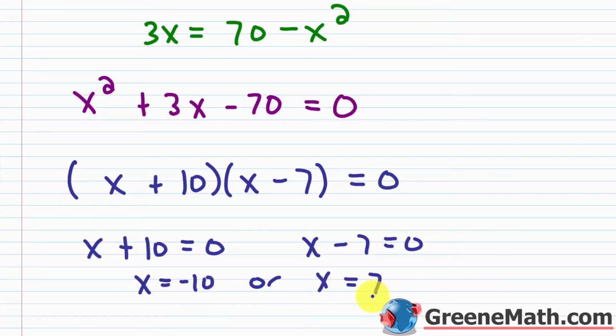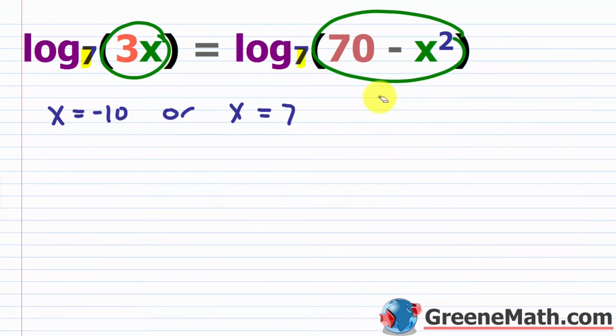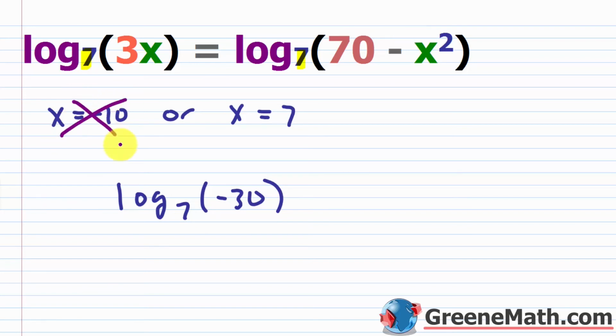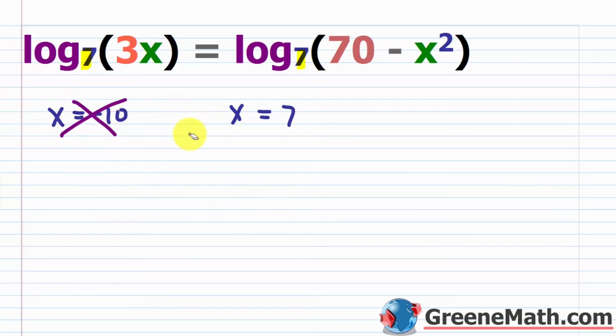So here's going to be an example where we have a domain violation and we've got to reject one of the solutions. Let me erase everything real quick. Now let's look at these more closely. When we work with negative 10, we'll see we have a problem. Let's say I had 3 times negative 10, that's negative 30. So log base 7 of negative 30, again, this is undefined. You don't even need to plug anything else in. Once you see that it fails somewhere, just reject the solution and move on. So this is rejected, so that's not a possibility.